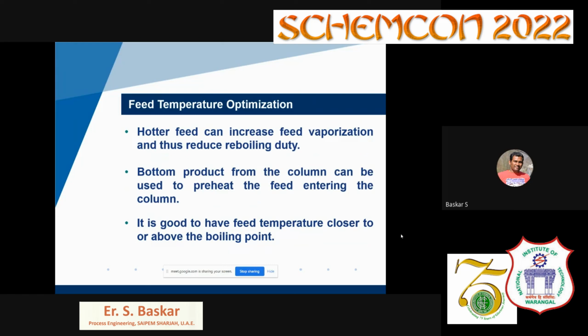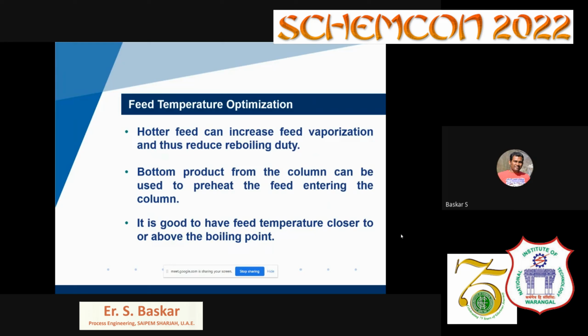As I told, if the feed itself is having two phases, and if it is coming with increased feed vaporization, then the reboiler duty will be decreased. Because the reboiler purpose itself is to generate more vapor in order to provide more vapor-liquid contact inside the column. If the feed itself is having more vapor, then reboiler duty can be reduced a lot. And this can be achieved even by exchanging the heat with the bottom product coming from the reboiler.